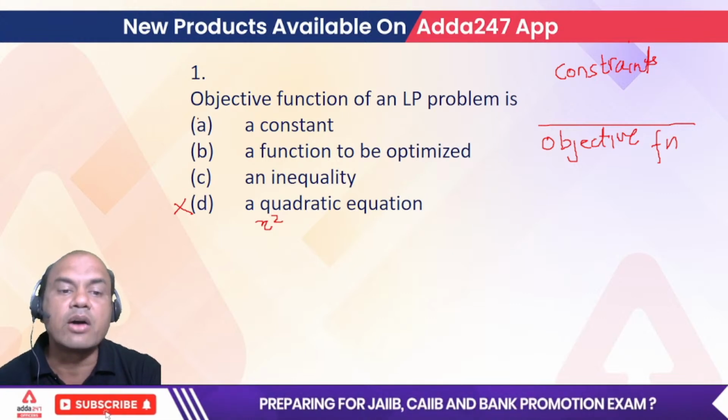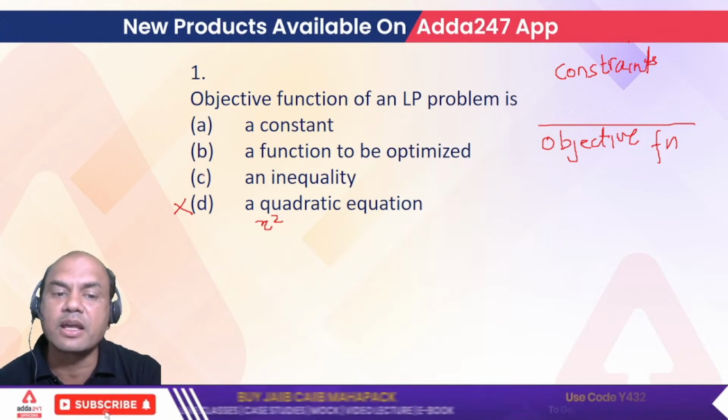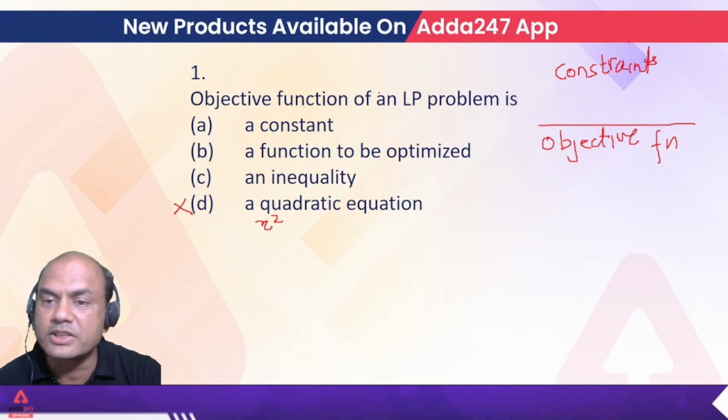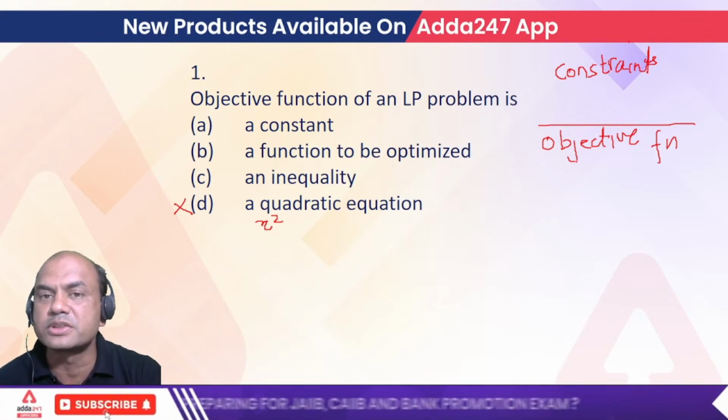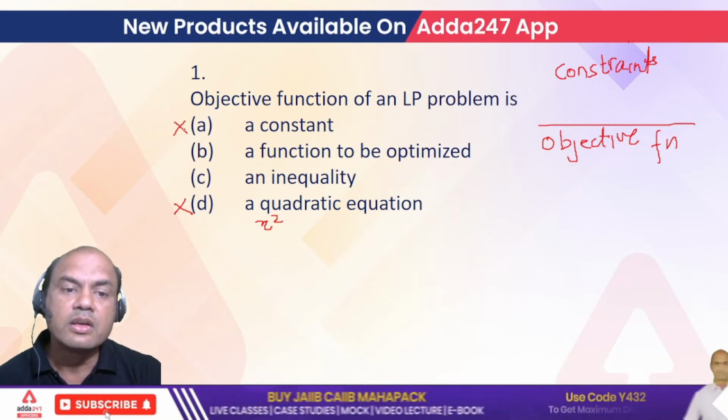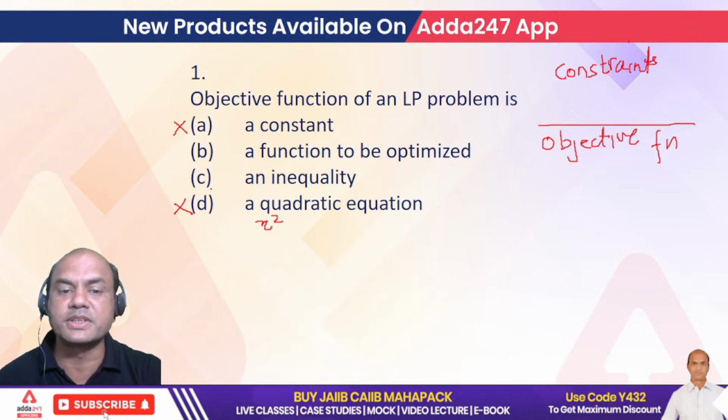Now A, B and C, which one do you think is the correct answer? Is it always a constant in LPP? No. Is your function goal always a constant? No, it changes continuously, isn't it? So A is also out. So now, B or C?